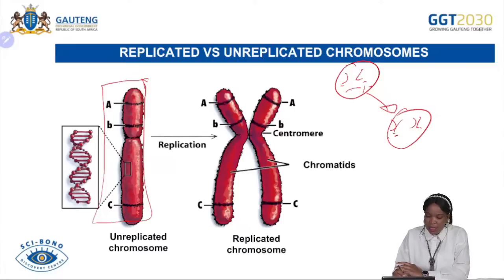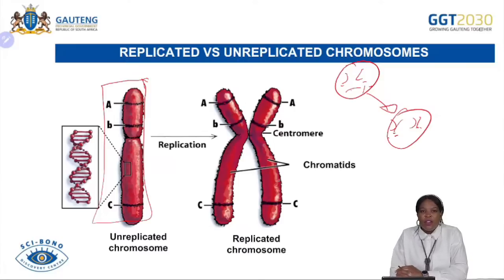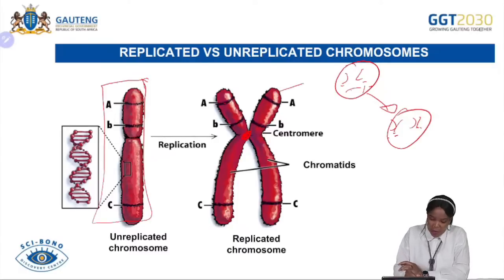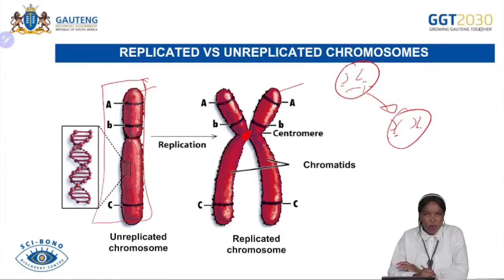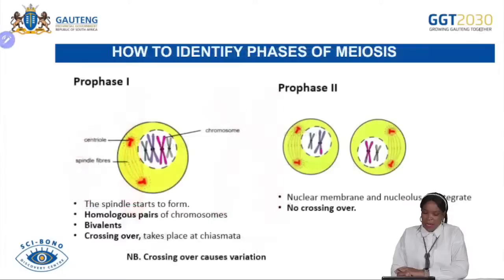So when it is like this, when do you refer to a chromatid as a chromatid? Only when it is joined together by a centromere. Then you can say this one is a chromatid. But if it appears like this, it is not a chromatid. It is an unreplicated chromosome. End of the story. Right. So remember what happens during each phase. You just remember the differences.